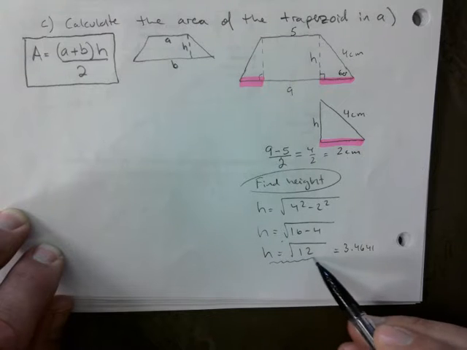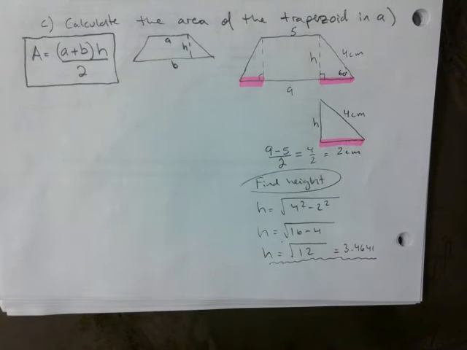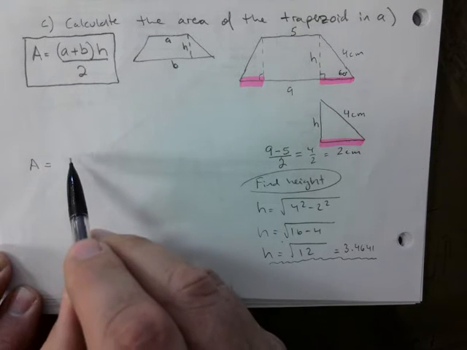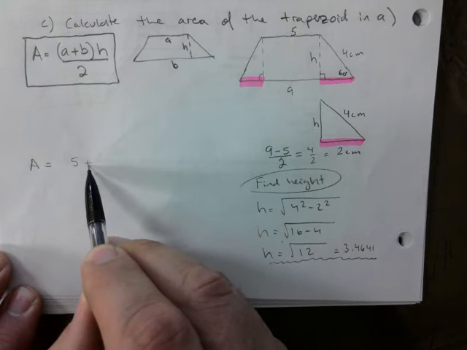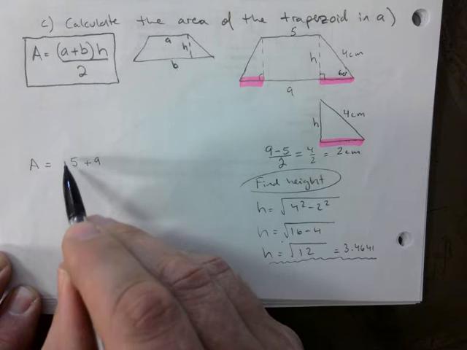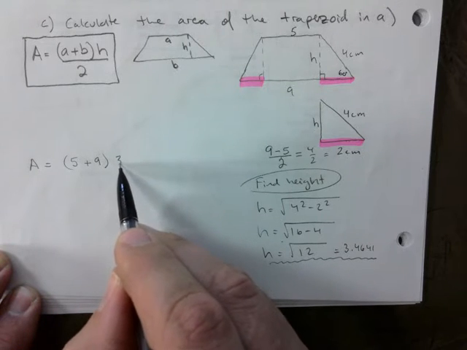Okay, I'm going to underline that because that's important to me. And then we're going to find the area. We're going to go A plus B. B is the bottom part, which is the 9. Multiply that by the height.